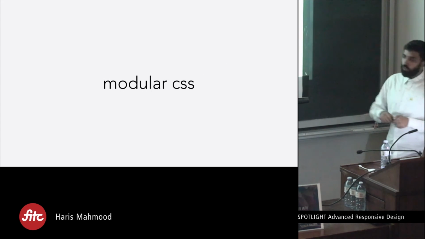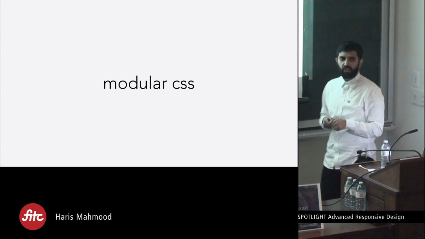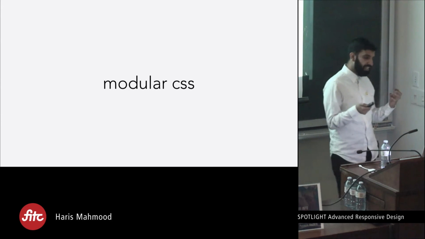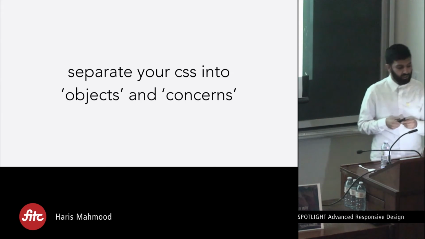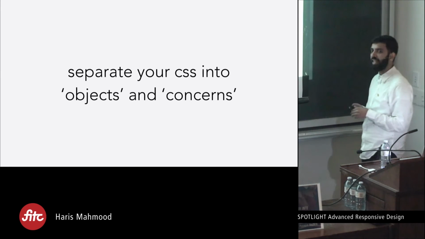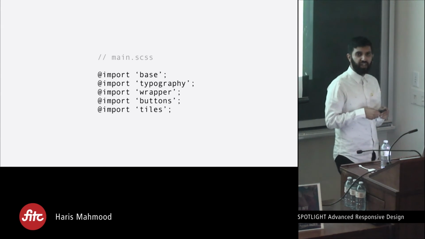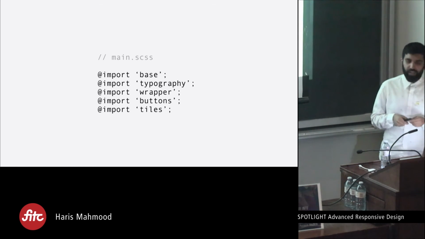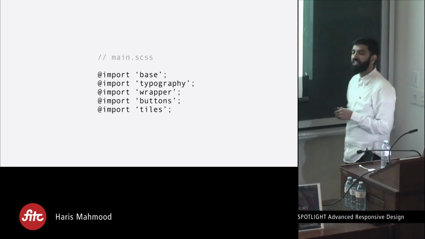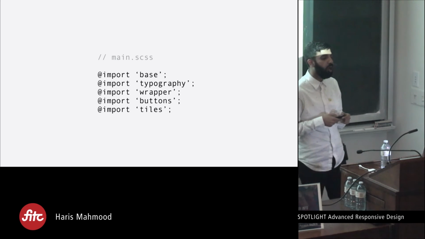Next, I would recommend writing modular CSS. There's lots and lots of ways to do this. The main idea at the core and at the root is to separate your CSS into objects and concerns. So for example, you would have a main.scss file if you're writing in Sass, and you would import individual files that handle specific concerns or specific objects.